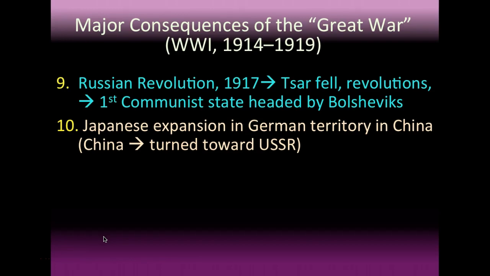And the West did nothing. European powers and America did nothing. So China turned towards the Soviet Union, the USSR, for protection against Japan. And of course, that led to China turning towards communism as well. And to this day, China is still a communist state.